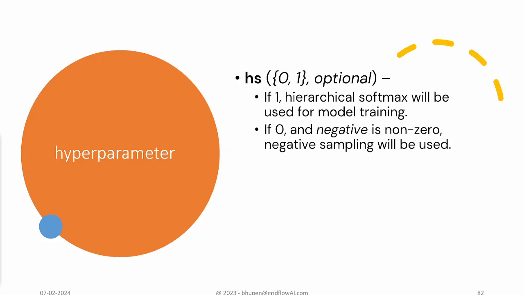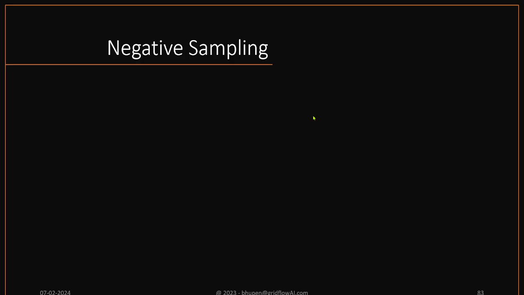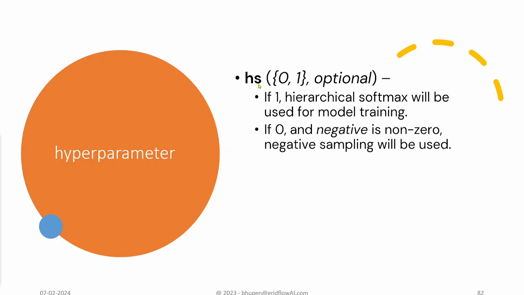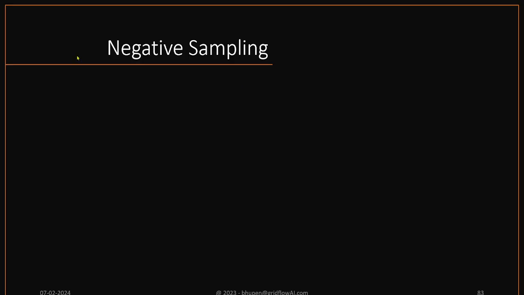There is another method called negative sampling, which also achieves a similar objective of reducing the computational time. That will be the next video, where we will talk about what negative sampling is. So you have two optimization techniques: one is hierarchical softmax and the other is negative sampling. These two methods are used like an option. Either you choose hierarchical softmax or you choose negative sampling.